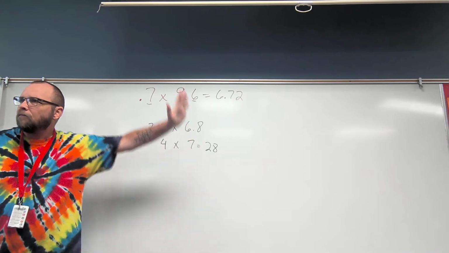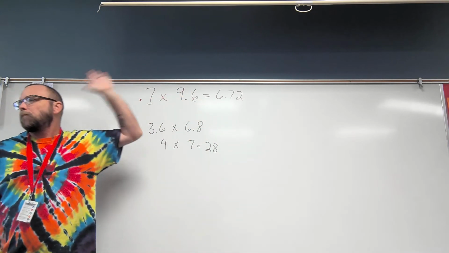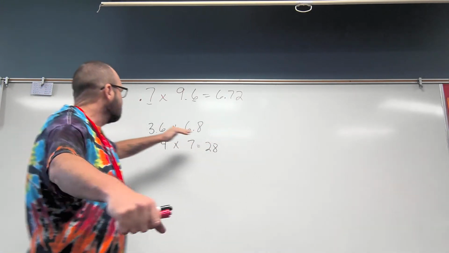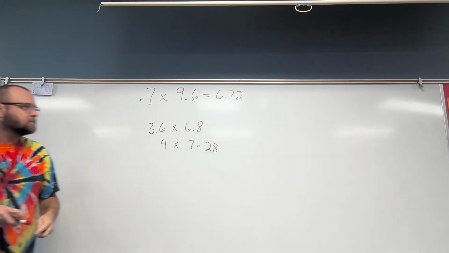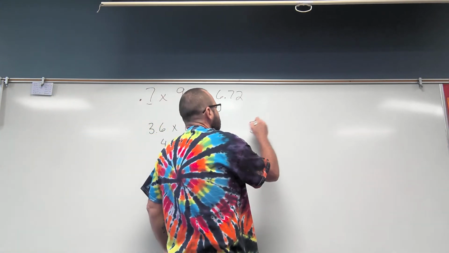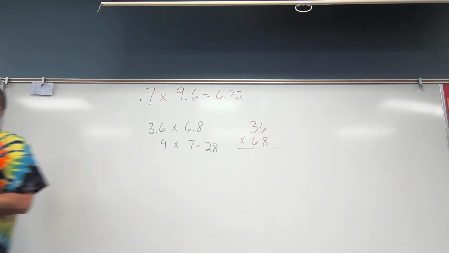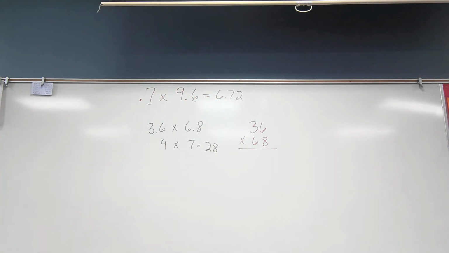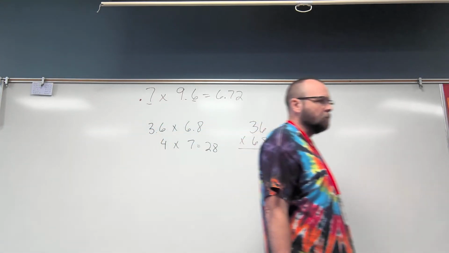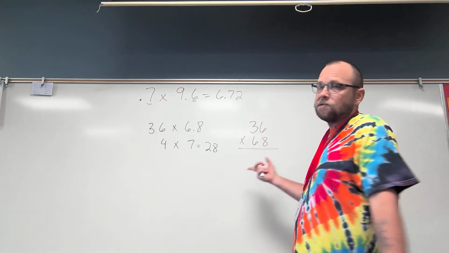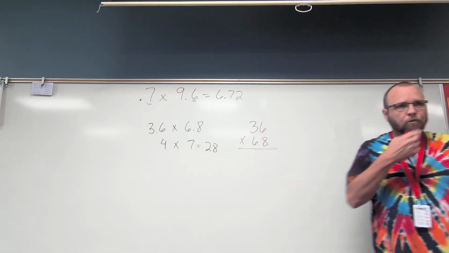Now, when I'm doing the standard algorithm, when I'm multiplying with decimals, I am not going to worry about the decimal. I'm going to take this problem and multiply 36 times 68, just ignoring the decimal. Doesn't matter. Don't care until I get my product. If you know your 8 multiples, or you can look at a multiplication chart and read the 8s correctly and the 6s, then you can do this.